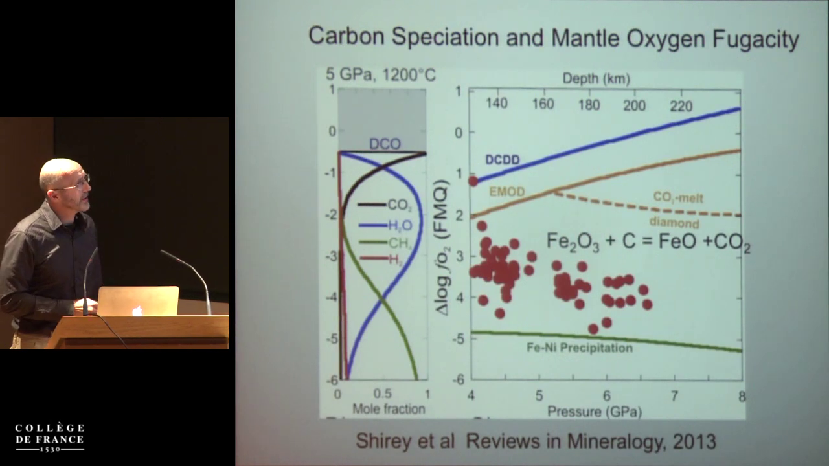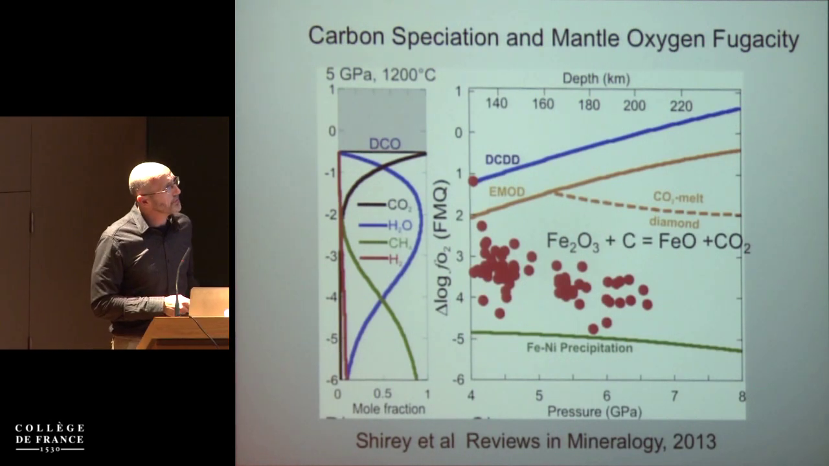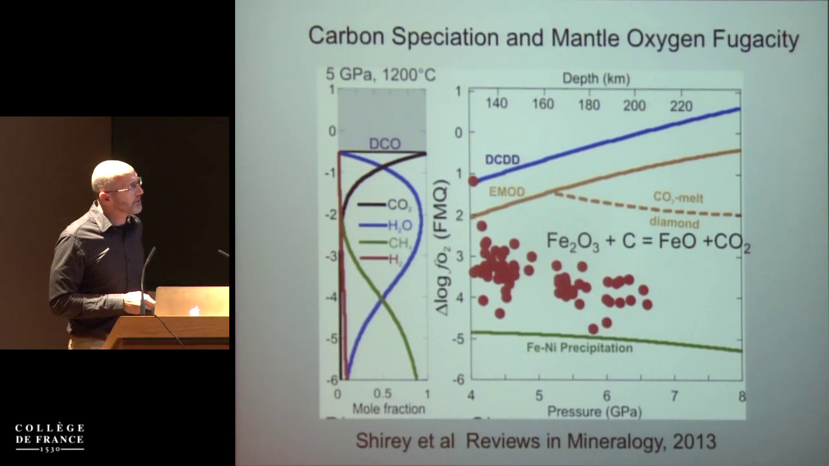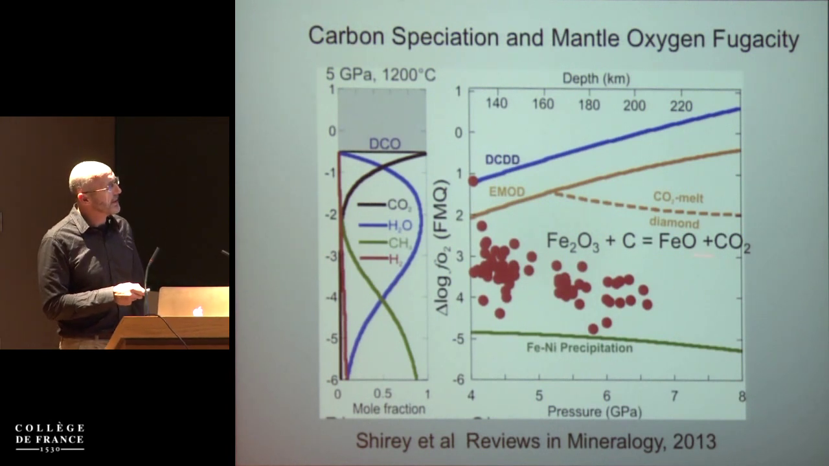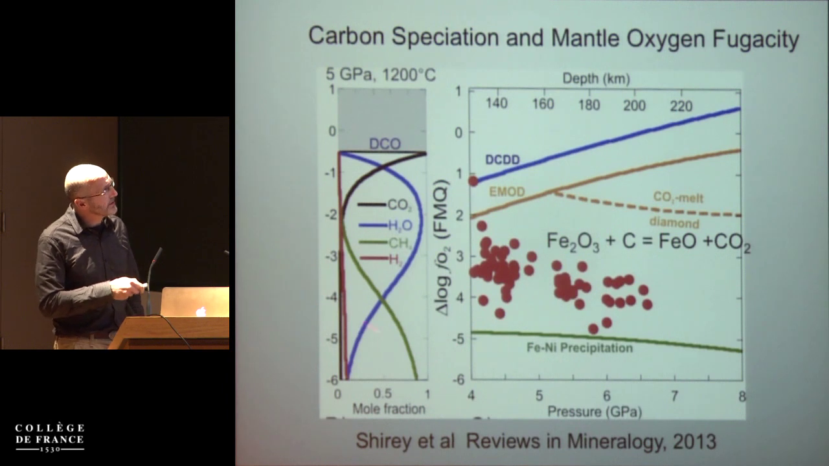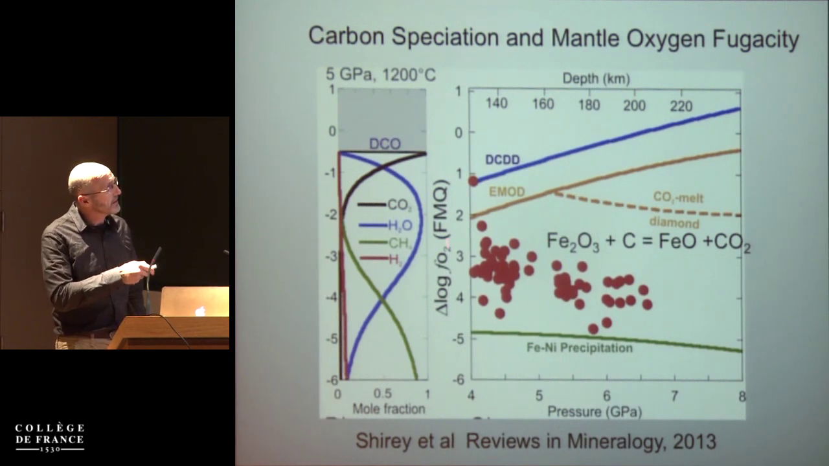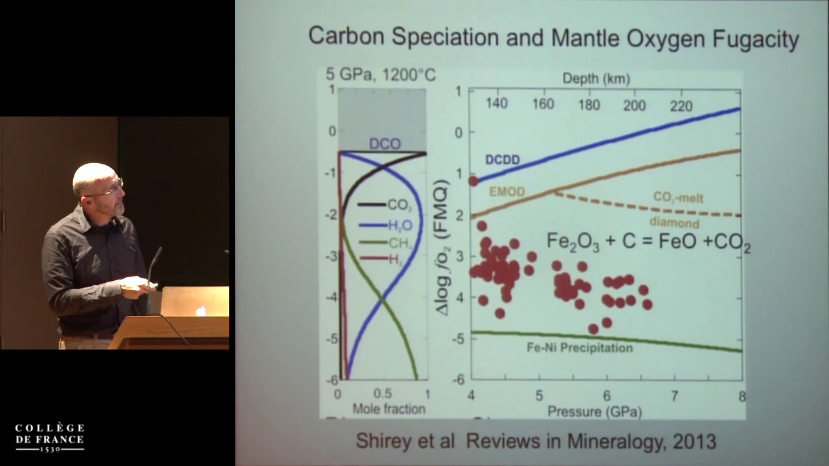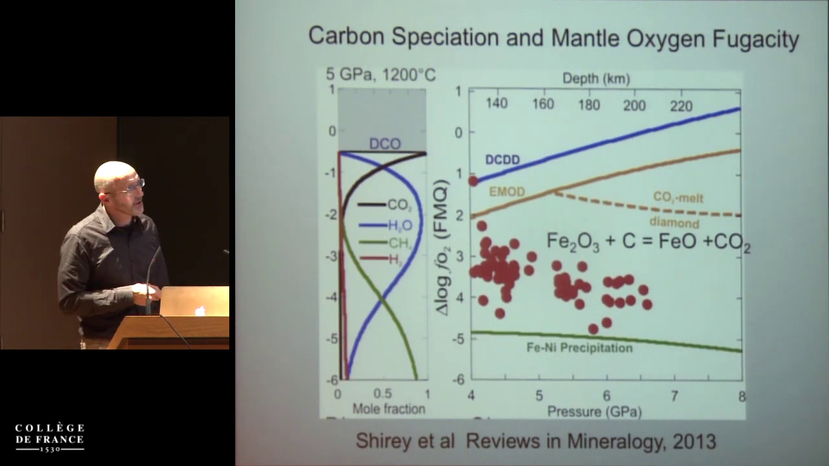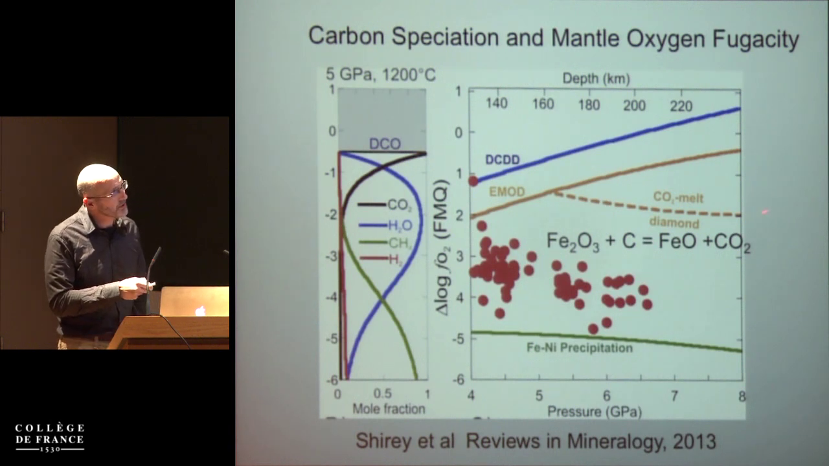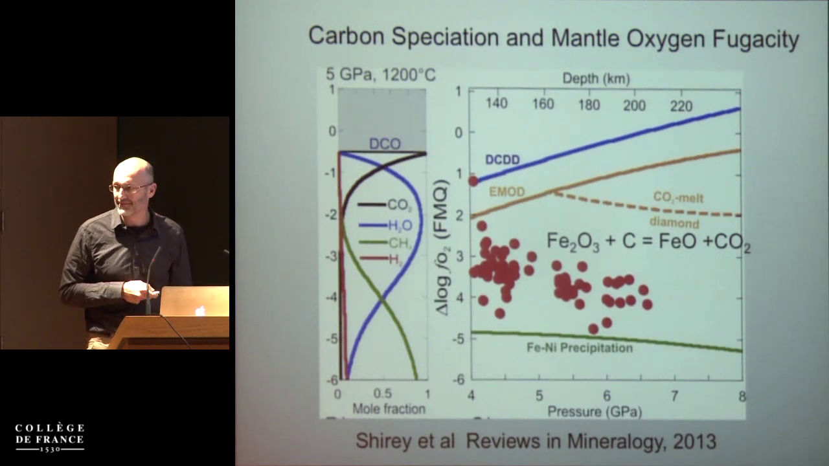Just to hammer that home a little bit more and to develop a further appreciation of why this is important, here's a diagram. This is actually a diagram drawn by Dan Frost. Again, delta log FO2 relative to the FMQ buffer, so FMQ would be up here. Pressure, xenoliths here again. And what I want to draw your attention to is this diamond CO2 melt line.